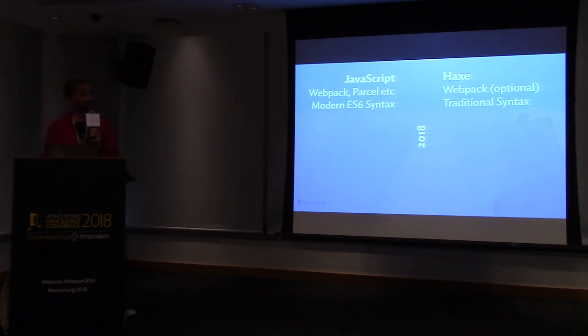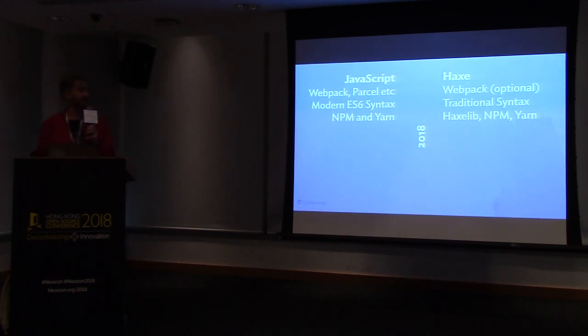JavaScript's got modern ES6 syntax. Haxe is kind of still more traditional. You don't have things like const and let. Arrow functions are coming in the next major version of Haxe, which is currently in beta. And so we've been stuck with long function definitions, so it's feeling a bit older.